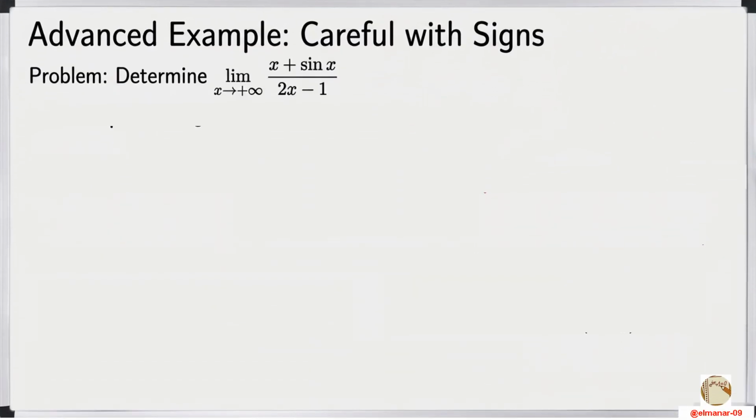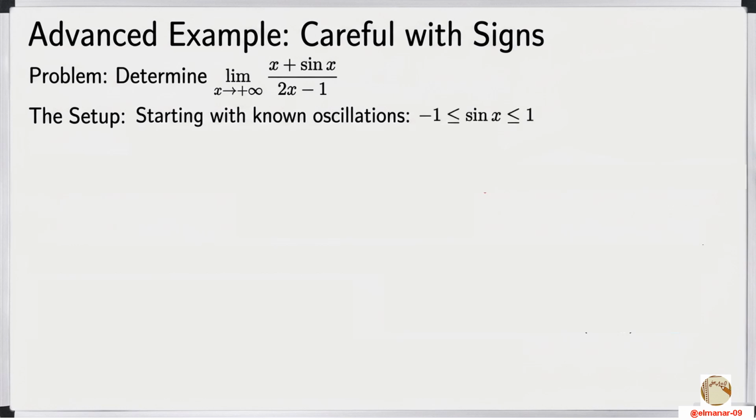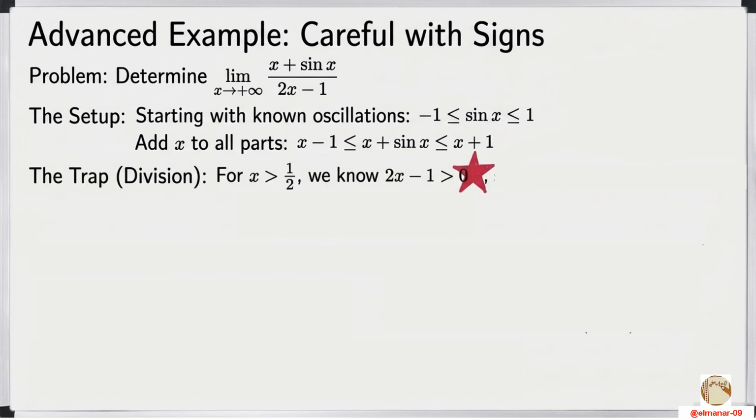Ready for an advanced challenge? Let's find the limit of x plus sine x divided by 2x minus 1. The setup is the same. Start with -1 less than or equal to sine x less than or equal to 1, and add x to all parts to get x minus 1 less than or equal to x plus sine x less than or equal to x plus 1. Now for the trap, division.